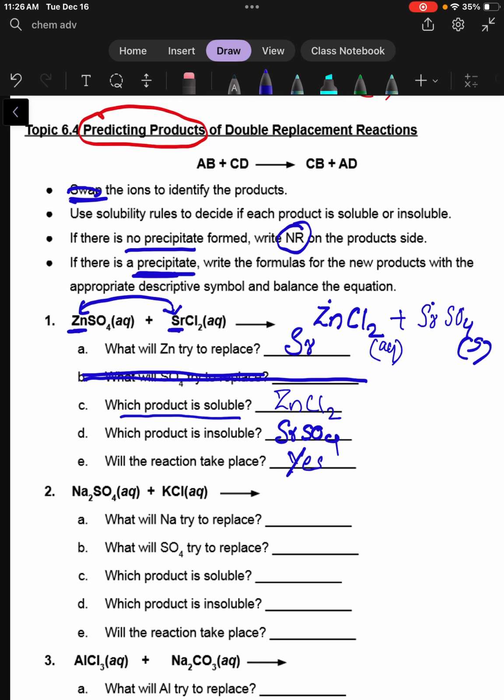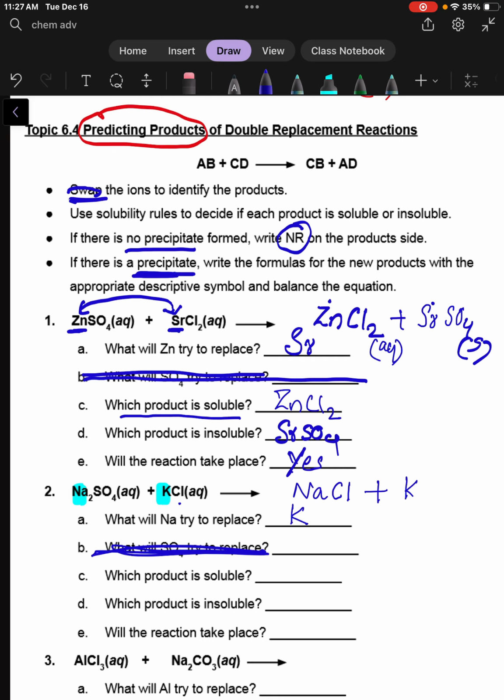This time we are seeing sodium sulfate and potassium chloride. Sodium is trying to replace potassium, and I am not answering that. Which product is soluble? Let's see, swap them. Sodium will go with the chlorine. Sodium has a charge of 1, chlorine has a charge of 1. When you crisscross it, you will get NaCl.